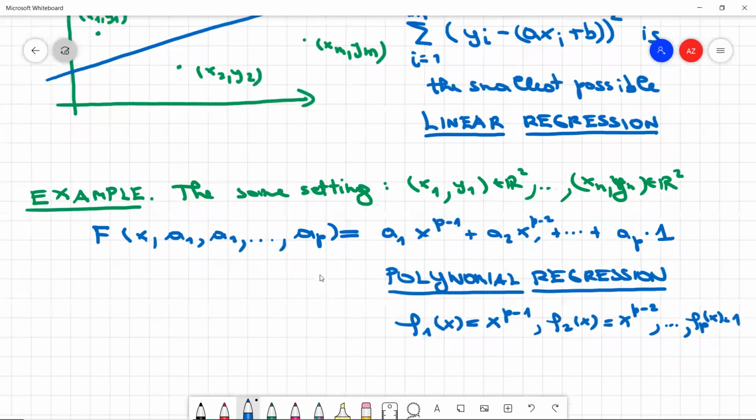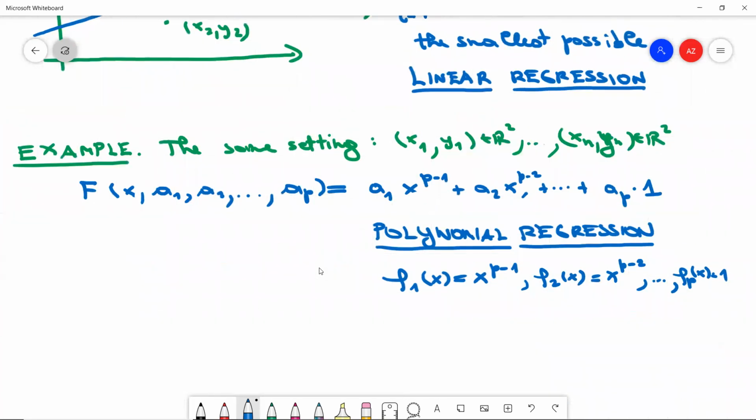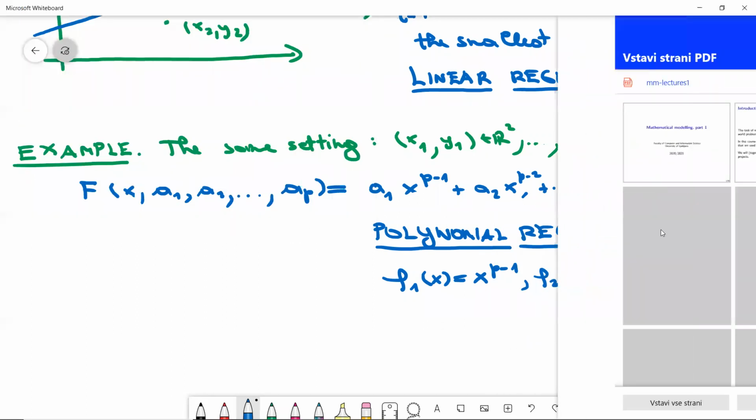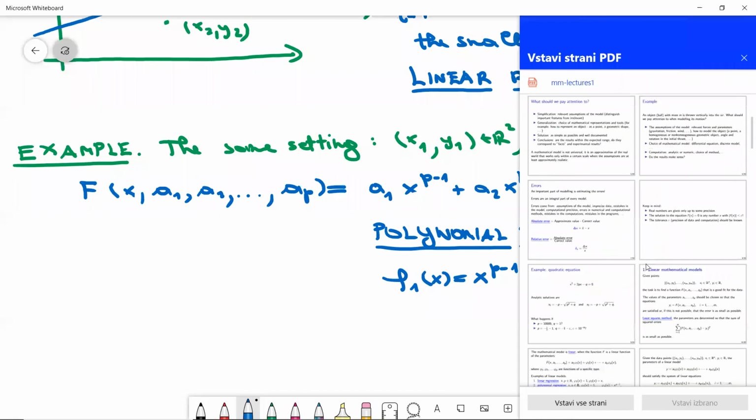And you can find explicit formulas in the handouts. I will show you what I mean.